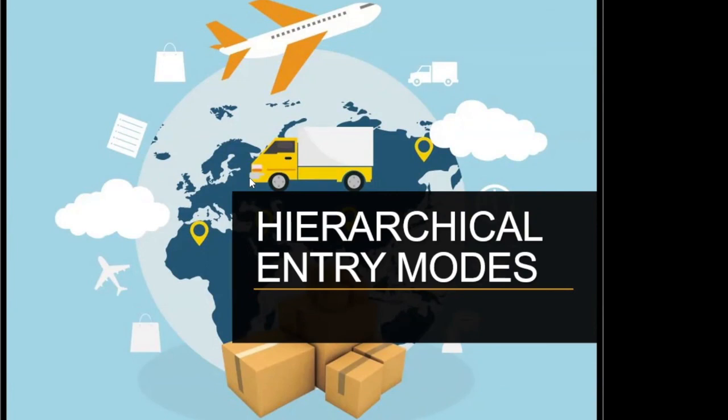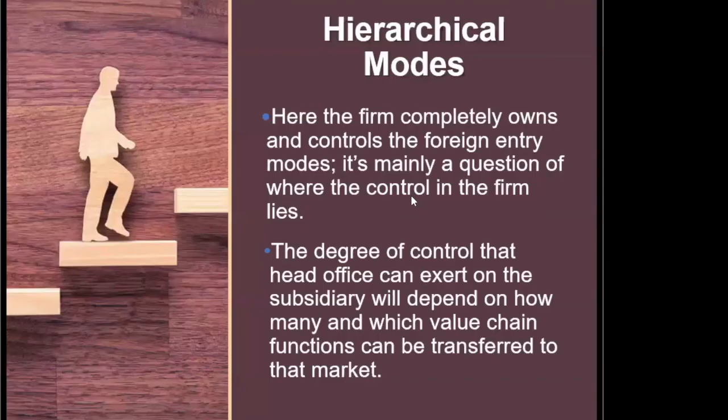All right, let's move on to the hierarchical modes. This is the highest form of control, right? With the highest amount of what? Is it the highest amount of flexibility? No, it also has the highest amount of risk. That is because, like we mentioned, the firm goes all in with this one. They completely own and control all the foreign entry modes, right? And the degree of control between the head office and the subsidiaries is usually dependent upon which of the value chain activities are being transferred to the foreign market.